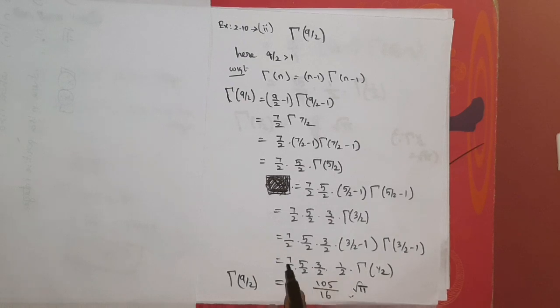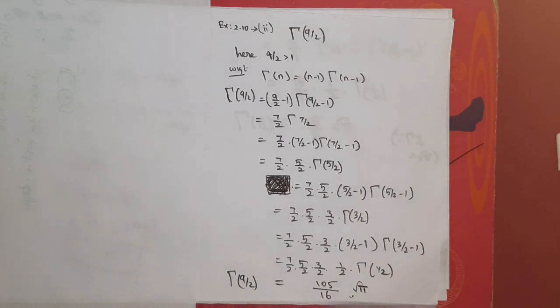In the front, multiply this. 7 5s are 35, 35 into 3, 105. 2 2s are 4, 4 2s are 8, 8 2s are 16. So the gamma of 9 by 2 value is 105 by 16 into root pi. And this is the actual procedure.